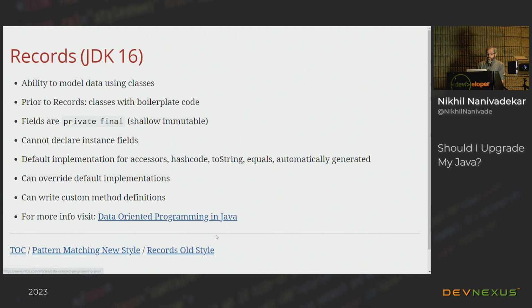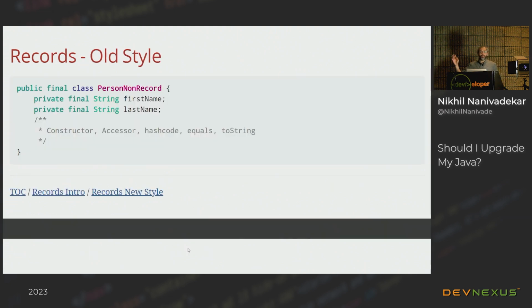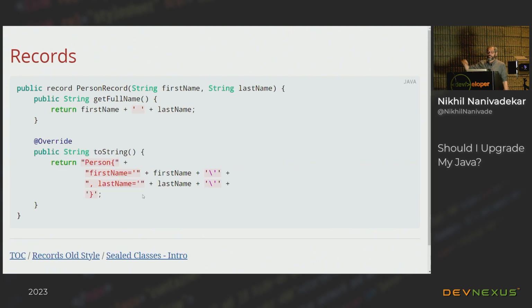So let's actually look at the old style, where Person is a non-record. You have private final firstName, lastName, and then I've hidden the constructors and the accessors, otherwise this class would be long. Whenever I wrote code prior to having records, I just used IntelliJ to auto-generate them, because you just press Alt+Insert and you can get it done for you.